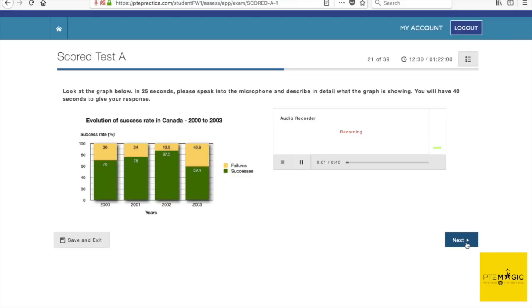The chart below shows the evolution of success rate in Canada from 2000 to 2003 based on 2 main factors, which is failures and successes. And as can be seen from the graph, 2002 contribute the maximum with 83.5%, and on the other hand, 2000 contribute the minimum, which is 30%, and in failures. In conclusion, it can be seen that there are 4 years of the evolution of success rate in Canada in 2000 to 2003. So most of people succeeded in 2002, whereas most people fell in 2003.